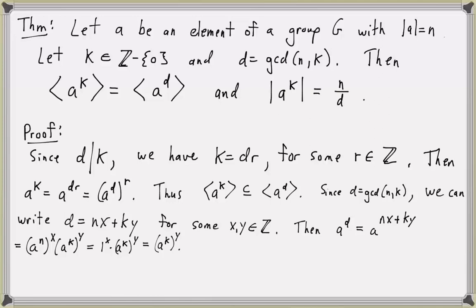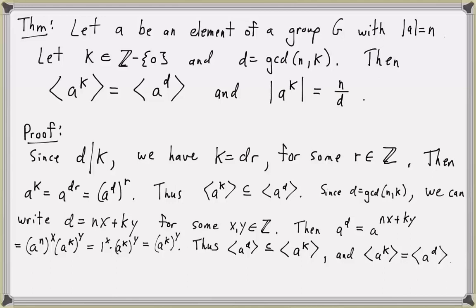So this shows that the cyclic group generated by a to the d is a subset of the cyclic group generated by a to the k. Since both sets contain the other, we can conclude that these two sets are equal. So the cyclic group generated by a to the k actually equals the cyclic group generated by a to the power d, where d is the greatest common divisor of n and k.